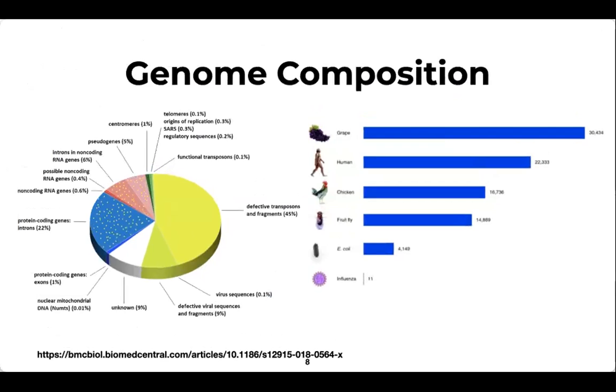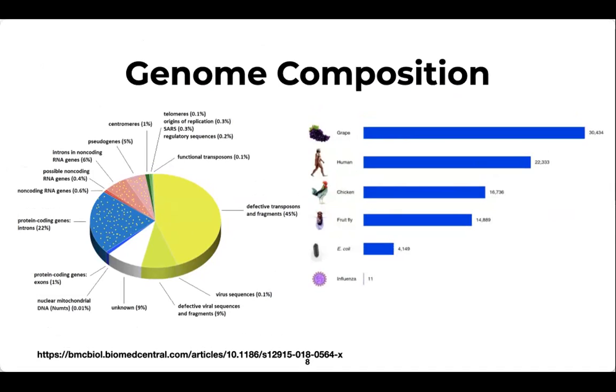So to get a general idea about the genome composition and the gene sizes, we have a variety of different organisms with a variety of different numbers of genes, and that does not directly translate into the complexity of the organism at all. For example, a simple influenza virus may contain only 11 genes, but a human will contain anywhere around 22,000 genes, and a grape genome may contain 30,000 genes.